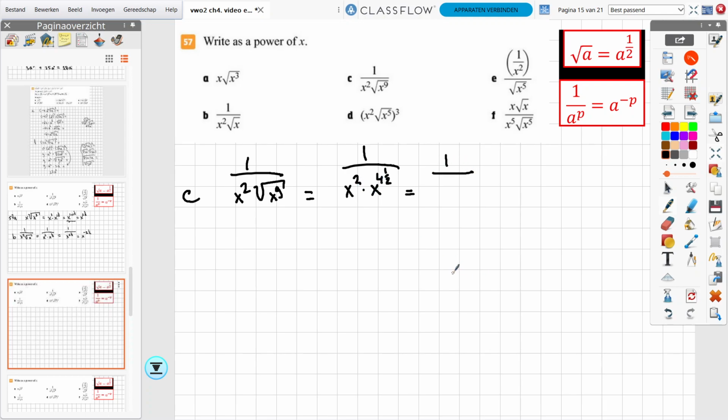Multiplying those two powers gives me x to the power of 6.5. And now using this rule, I can rewrite this as x to the power of minus 6.5. Just take this thing but then a negative variant of that. Okay? Let's go back to an example without a fraction.